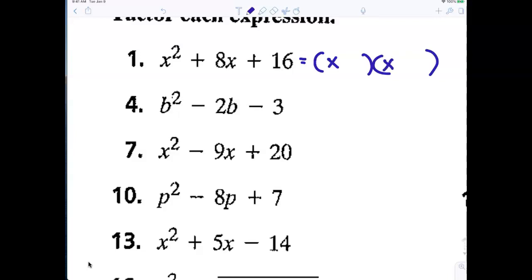Yep. Now, is it 4? Yes, it is. Good job. I already told you. Brilliant. You didn't say plus, but I know you meant plus. Plus 4 and plus 4. Why is it plus 4 and plus 4? Because 4x and 4x makes what?